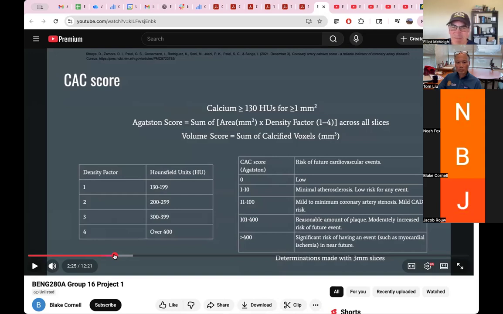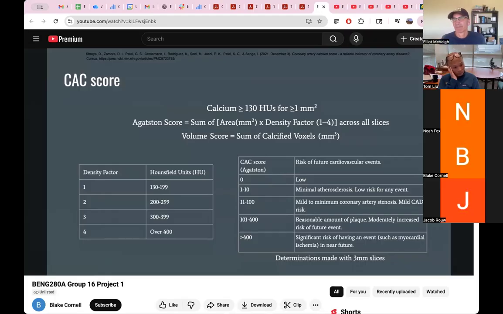The problem with that is as you scale your slice thickness down, you are going to be adding up a whole lot more pixels. Right. And so the Agatston score is probably less impartial to slice thickness than volume, because the volume score is just the voxels regardless of the slice thickness size.